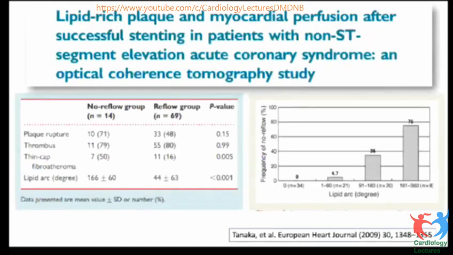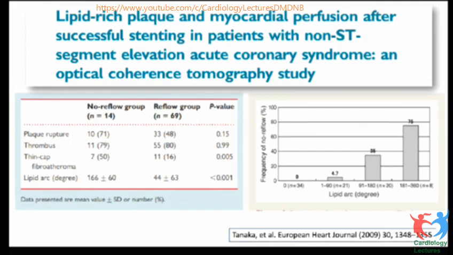The first thing is you have to know whether this lesion is going to produce no flow or not. How do you identify that? The most important enemy of your PCI is the presence of a lipid-rich plaque. That is the main cause of no flow. When you have a lipid arc of more than 180 degrees, that may precipitate no flow during your procedure. So you should avoid aggressive lesion preparation in this type of lesion.